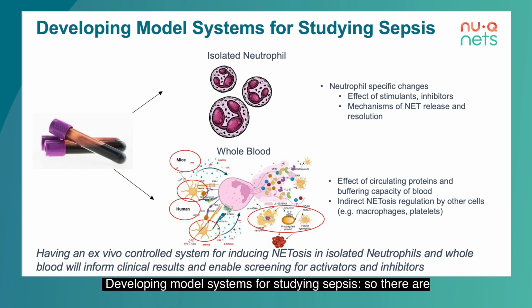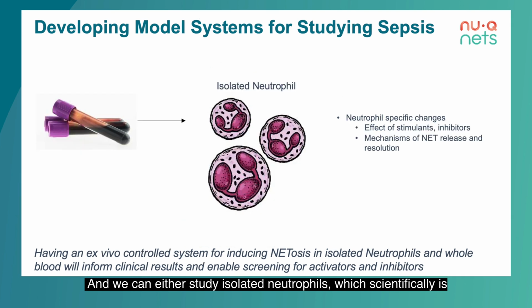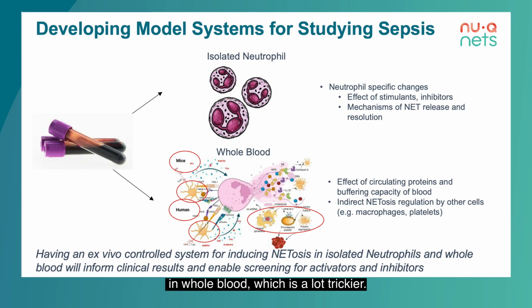Developing model systems for studying sepsis. So there are various ways we can do it. Here on this slide you can see more of those purple top tubes, K2 EDTA tubes. And we can either study isolated neutrophils, which scientifically is quite a nice thing to do because you know you're just working on a neutrophil, or we can study neutrophils in whole blood, which is a lot trickier. The advantage of isolated neutrophils is you're just stimulating the neutrophil, and so you can just see what you're using.